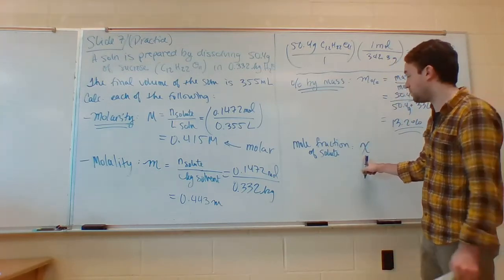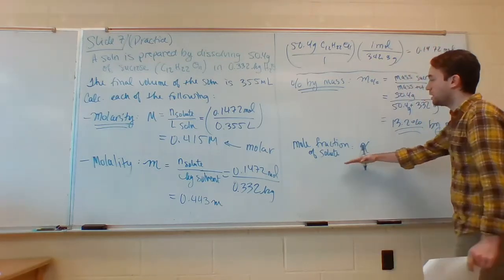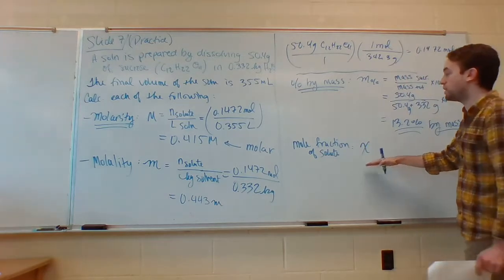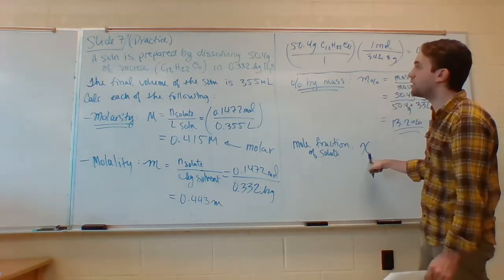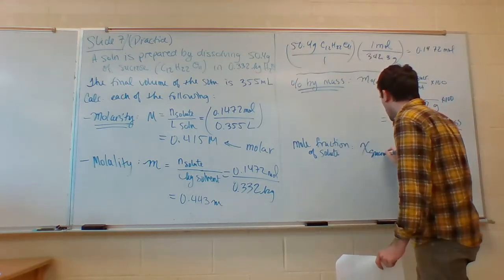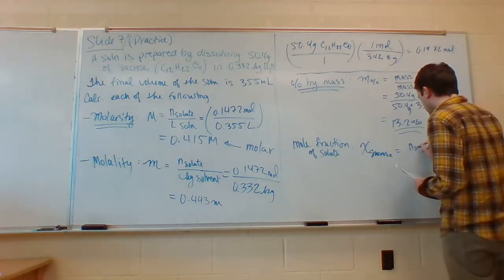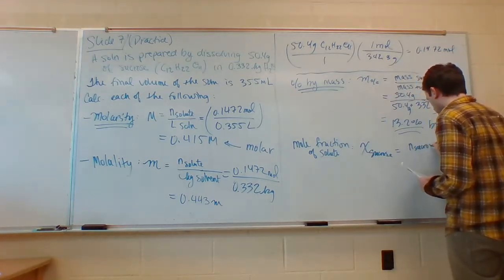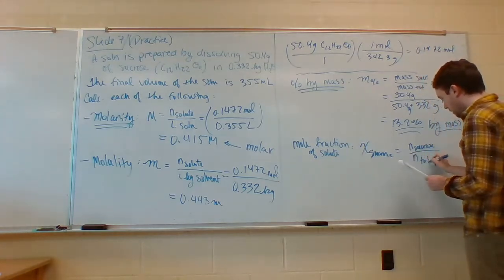If we were doing it in the vapor, it would be a Y. And you guys can remember that from last semester. So, you have a mole fraction of solute in the liquid. So, we want X of our solute. Our solute in this case is sucrose. So, we have X of sucrose, and that is equal to our moles of sucrose all over our moles total.